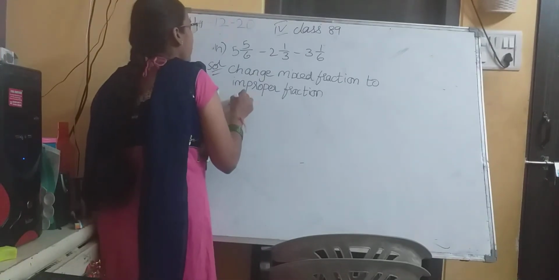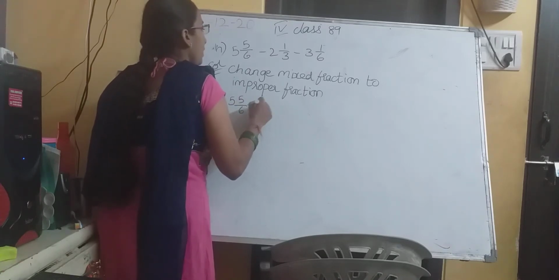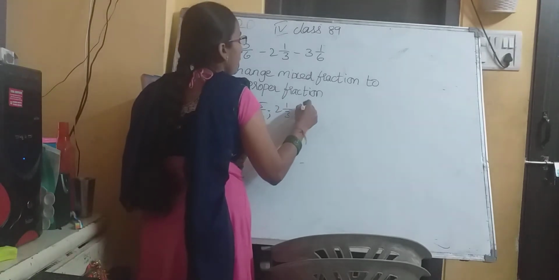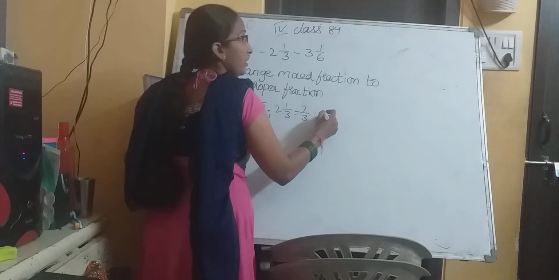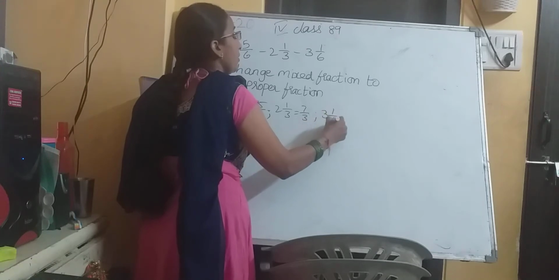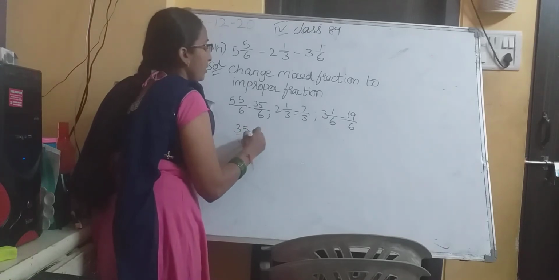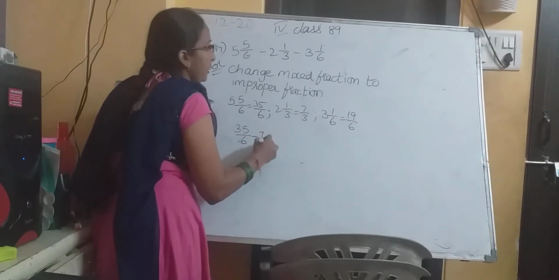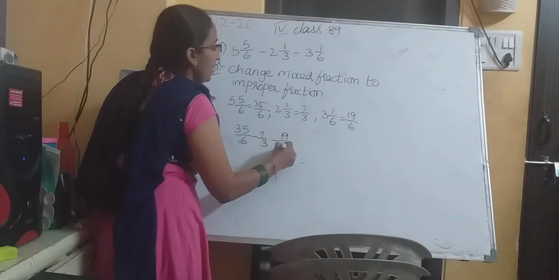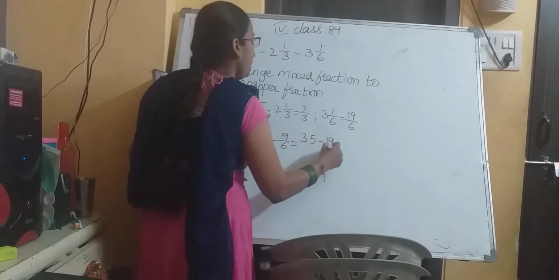Okay, 5 5 by 6. That is 6 5s are 30, 30 plus 5, 35 by 6. Minus, next one, 2 1 by 3: 3 2s are 6, 7 by 3. Next, 3 1 by 6: 3 6s are 18, that is 19 by 6. Okay children, now we are going to write 35 by 6 minus 7 by 3 minus 19 by 6. First, these two are like fractions. We are going to subtract those two: 35 minus 19 by 6.